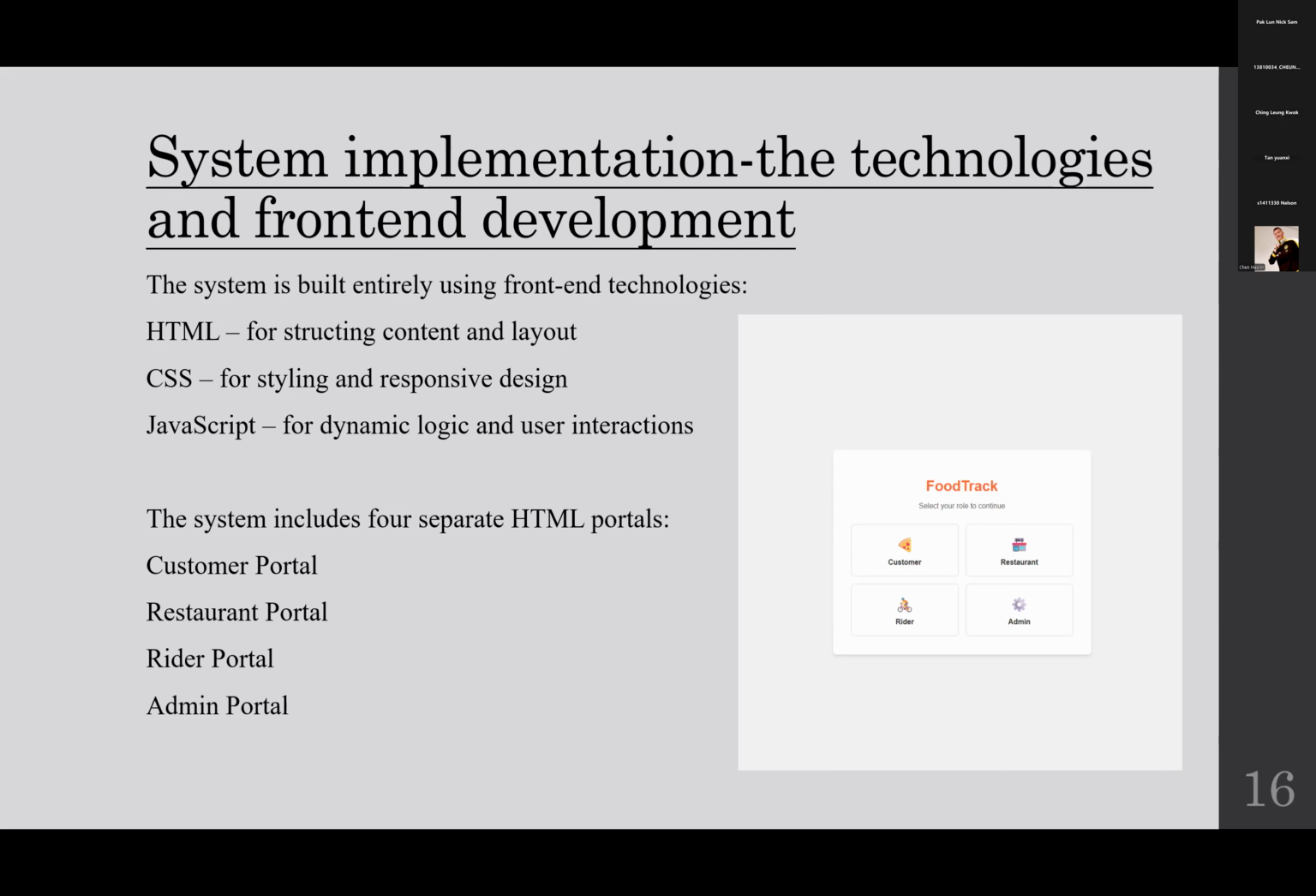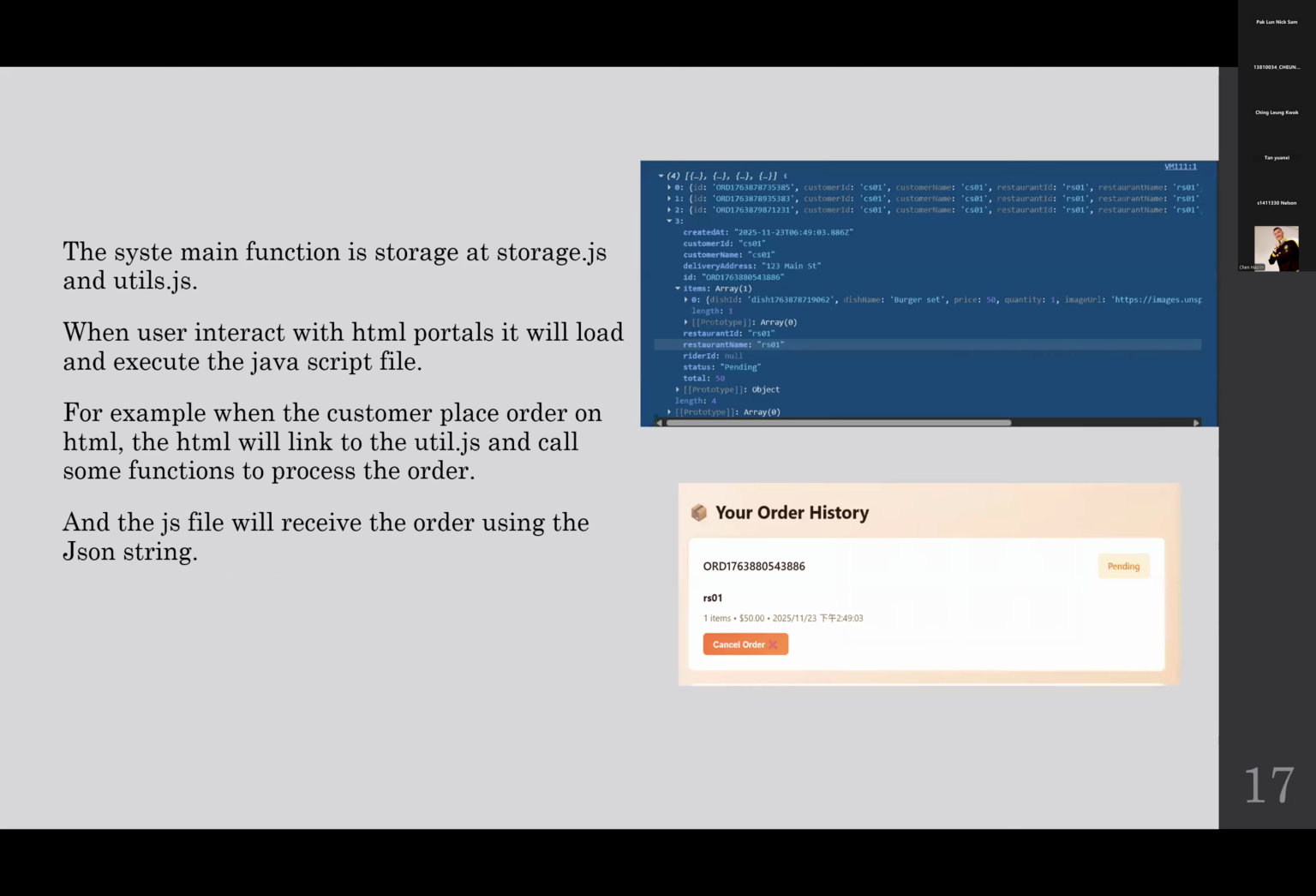We create separate HTML portals for different roles: the customer portal, restaurant portal, rider portal, and admin portal. The main logic in the system relies on storage.js and utilities.js. When users interact with the HTML pages, like clicking buttons or placing orders, it automatically triggers functions in those JS files. For example, when a customer places an order, the HTML will call a JavaScript function to save the order using JSON and save it into the storage.